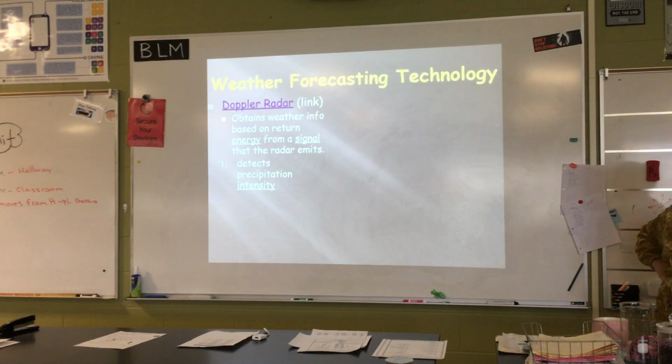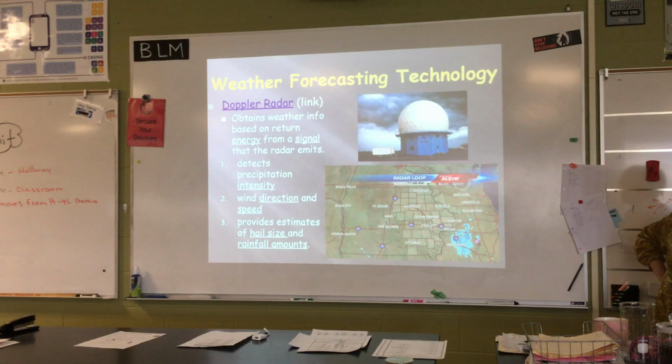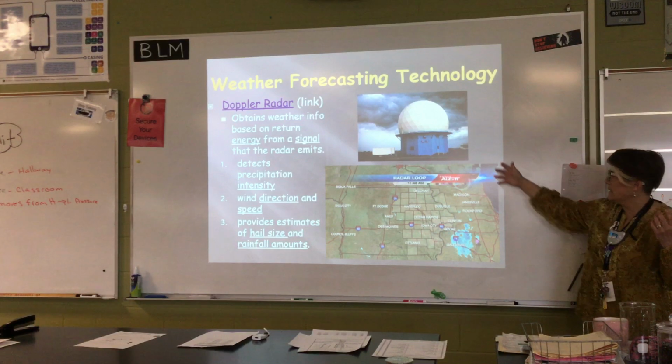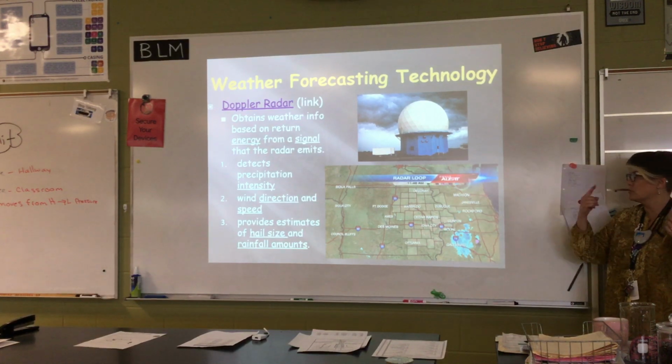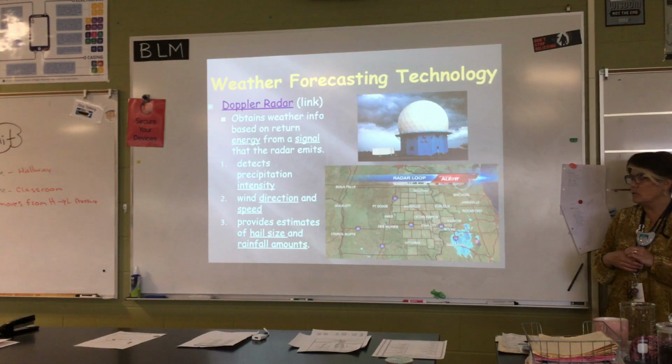And it also can detect the precipitation intensity. How strong is it raining? Or hailing? Or snowing? And it can tell us the wind direction and the speed. That's what it looks like. So Doppler radar, you hear about a lot on the news, and you'll see pictures like this. This radar loop is sending out these radar blips, and it tracks these storms, or cloud coverage, or hail that's coming at you.